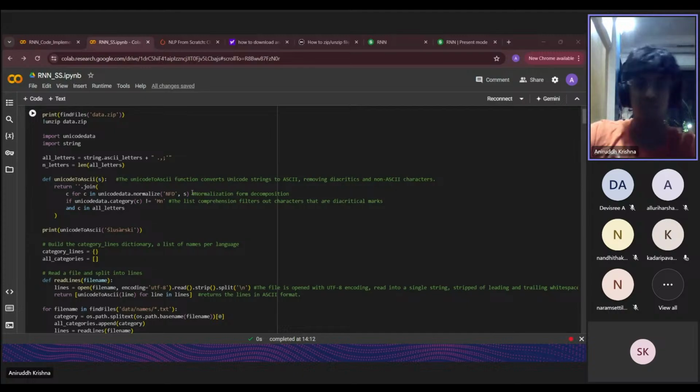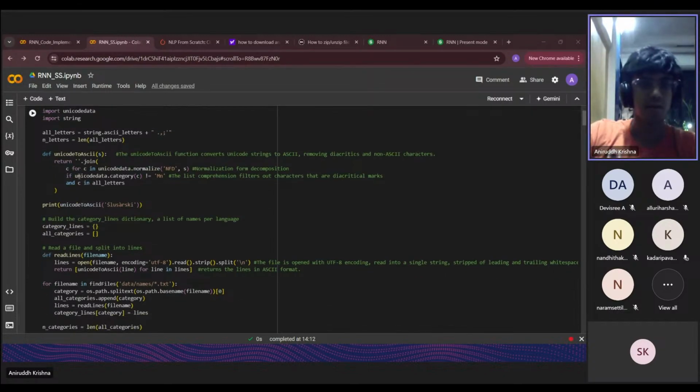So NFD is normalization form decomposition. S is just the parameter of the function which we need to decompose, and NFD basically decomposes all the letters with diacritical marks into their ASCII format. If unicodedata.category(c) is not equal to Mn, Mn is just diacritical marks, then we have to disregard that. We just want ASCII letters.